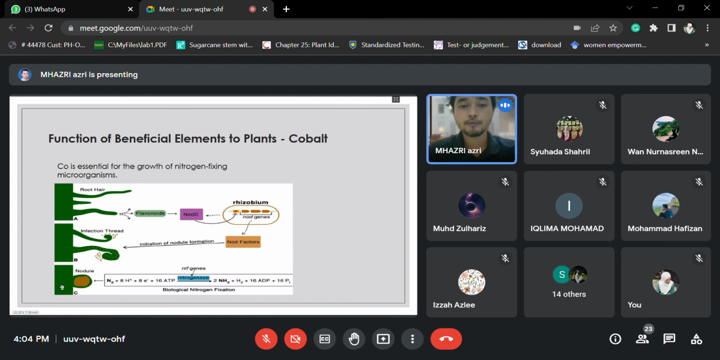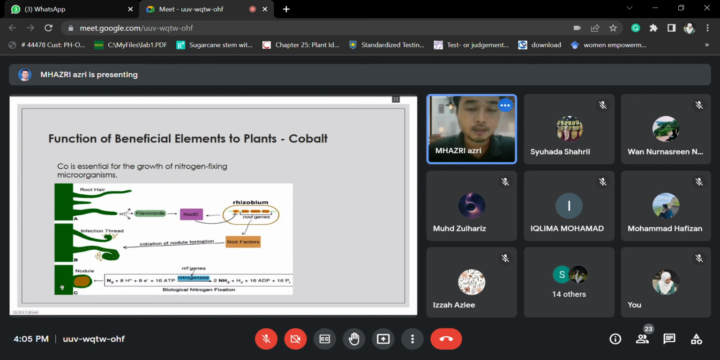Rhizobiums will fix the atmospheric nitrogens. Okay, and then this atmospheric nitrogen will be converted from nitrogen gas into ammonium. Okay, so the rhizobiums will transfer this ammonium to the plants as plant nutrition. Okay. In return, the plant will give these rhizobiums fixed carbon in the form of glucose or carbohydrate for their nutrition. Okay, so dia punya interaction sangat kompleks.